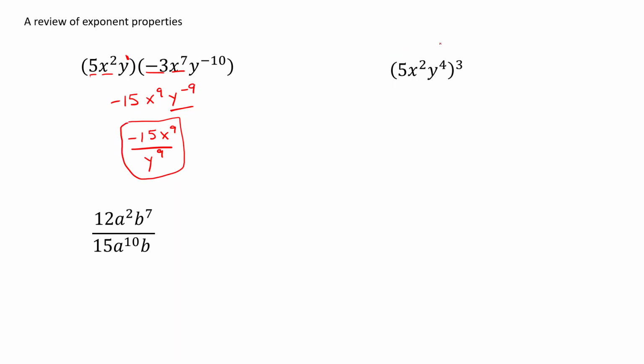The second example, you need to know how to distribute an exponent. Don't forget about the hidden 1. Okay, that's going to give me 5 to the third, x to the 6th, y to the 12th. And then again, the directions say don't leave any numbers unsimplified.